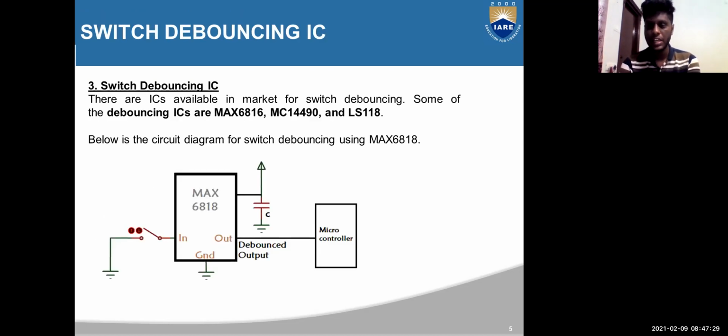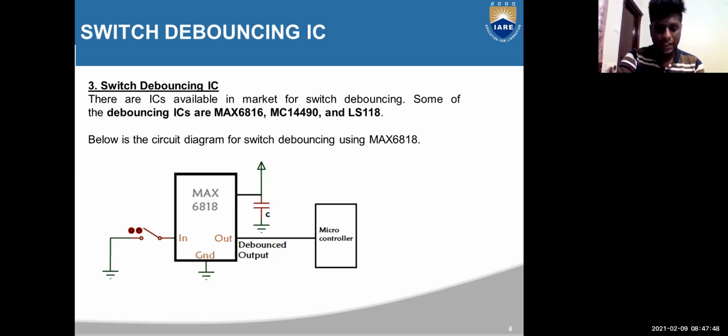The third and the last important thing is the switch debouncing IC. These ICs are available in the market for switch debouncing. Some of the debouncing ICs are MAX6816, MC14490 and LS118. And below is the circuit diagram for switch debouncing using MAX6818.